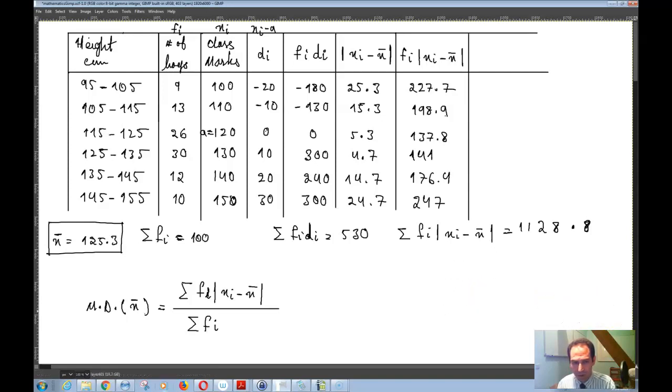And then you need to divide that by sigma f of i, which is equal to 100. Basically this decimal point moves back 2 decimal places. You will get 11.288.